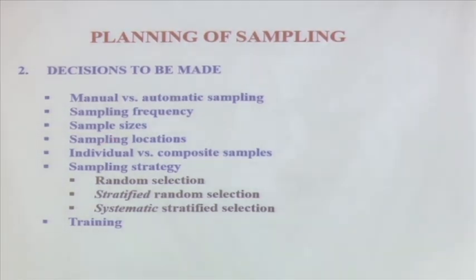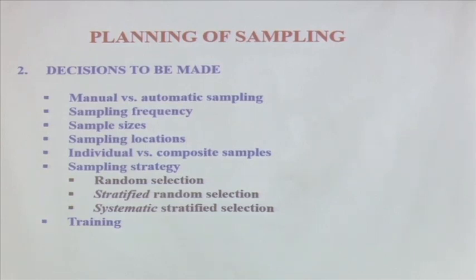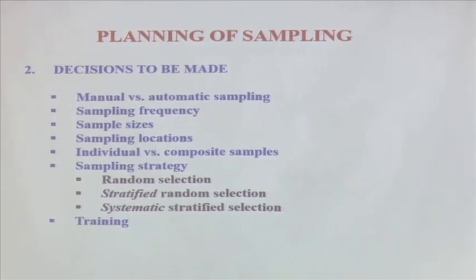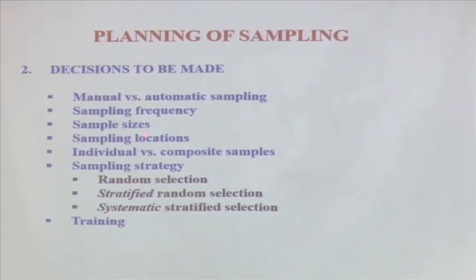Sample sizes: in each increment, how much sample I have to collect, because based on that you have to devise your container and your sampling program and all this. Sampling locations, that is very important. What do I sample in a running plant? What are the locations?